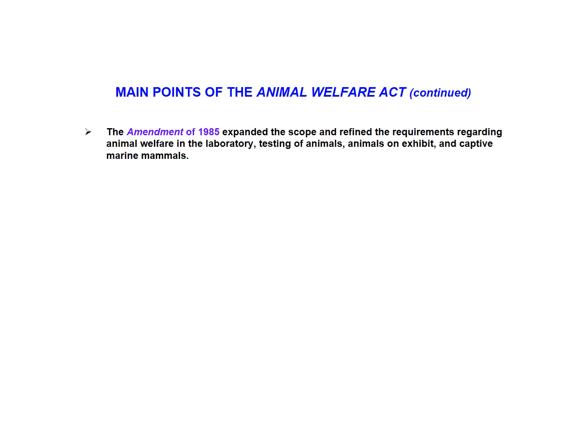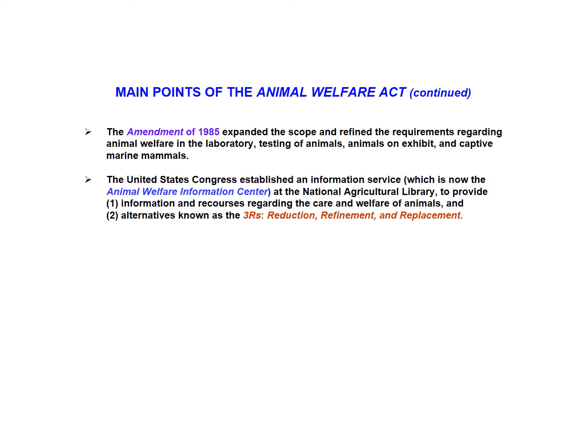Subsequent amendments expanded and refined the original Animal Welfare Act. Specifically, the amendment of 1985 addressed more specifically the welfare of animals in the laboratories, the testing of animals, animals on exhibit, and captive marine mammals. The United States Congress established an information service. This is known as the Animal Welfare Information Center at the National Agricultural Library.